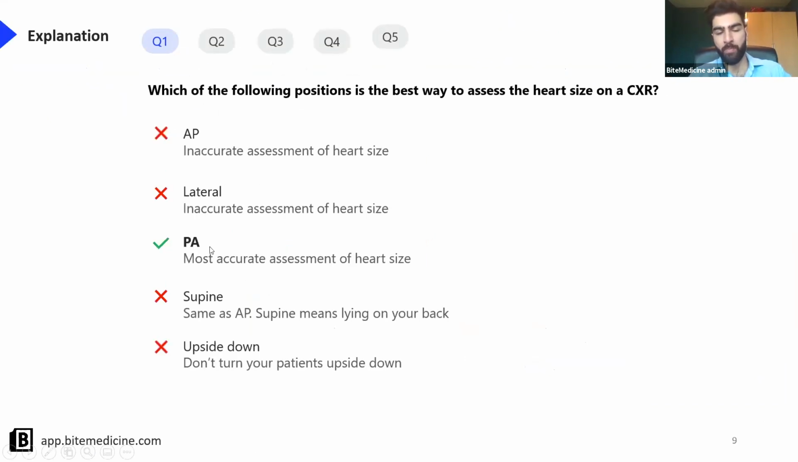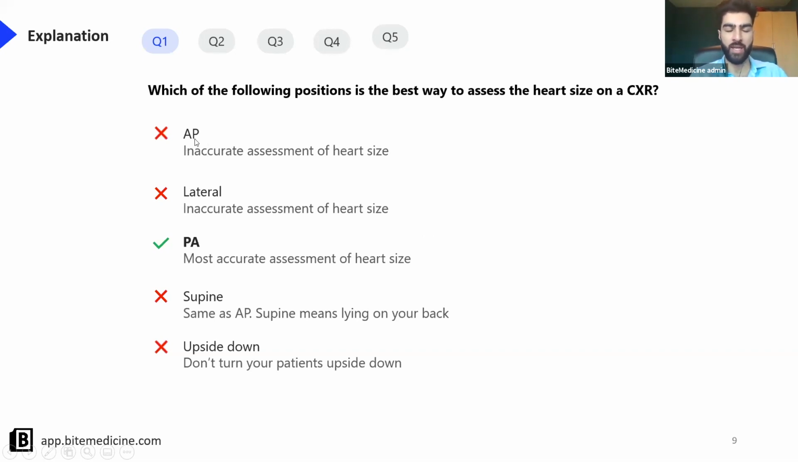So PA means posterior anterior. So the patient's back is to the imaging source. And this is the best way to assess for the heart size. AP is the other common position of patients, and that gives you an inaccurate assessment of the heart size.